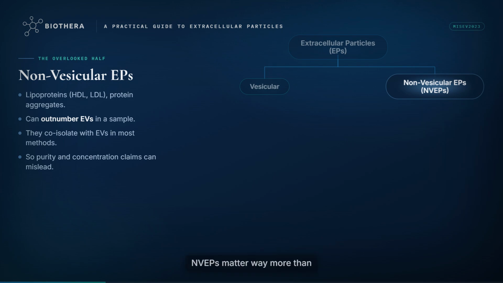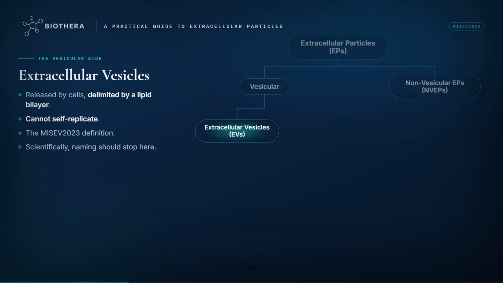NVEPs matter way more than most people think. They can greatly outnumber EVs in some biological samples, and most separation methods co-isolate them with EVs. That has serious implications for product purity and concentration claims. Alternatively, extracellular vesicles, EVs, are particles released from cells delimited by a lipid bilayer and incapable of self-replication.